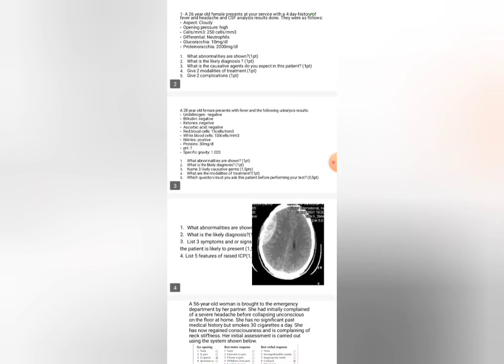So the first question says, what abnormalities are shown? You see, the first abnormality is that the turbidity is cloudy. The second abnormality is that you have a raised intracranial pressure because the opening pressure is high. The next abnormality is that you have a neutrophilic pleocytosis. When I say pleocytosis, I just mean that there's an elevated white blood cell count in an extracellular fluid. So it is of neutrophilic predominance. So I'm going to say neutrophilic pleocytosis.